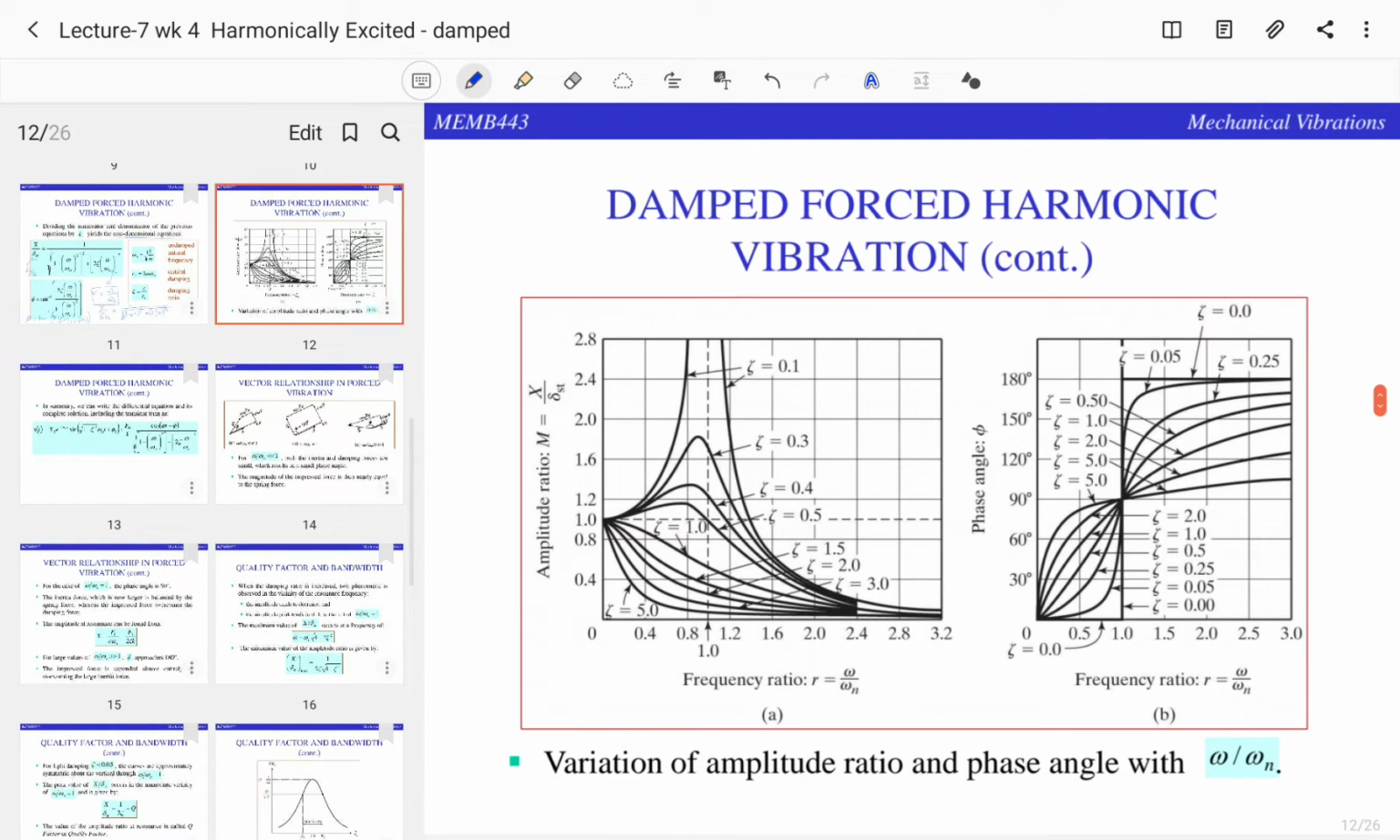So let us take a look at the figures. What happens if you look at the figures? We'll continue in the next lecture.